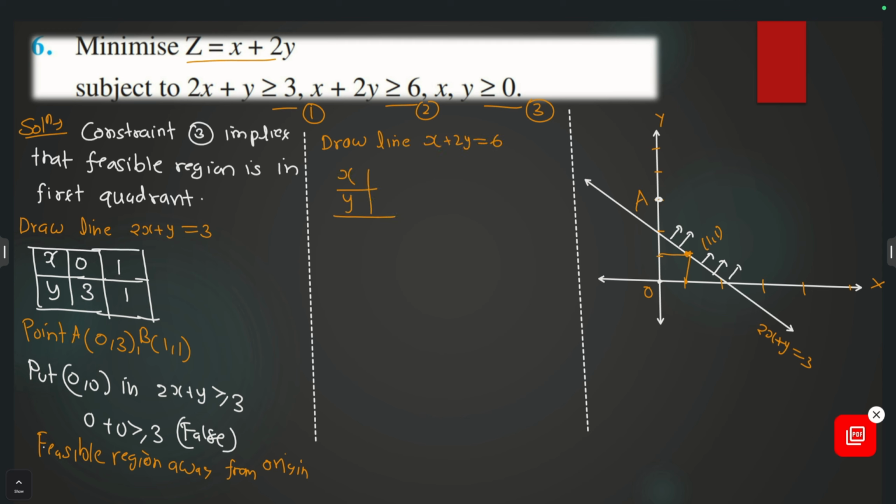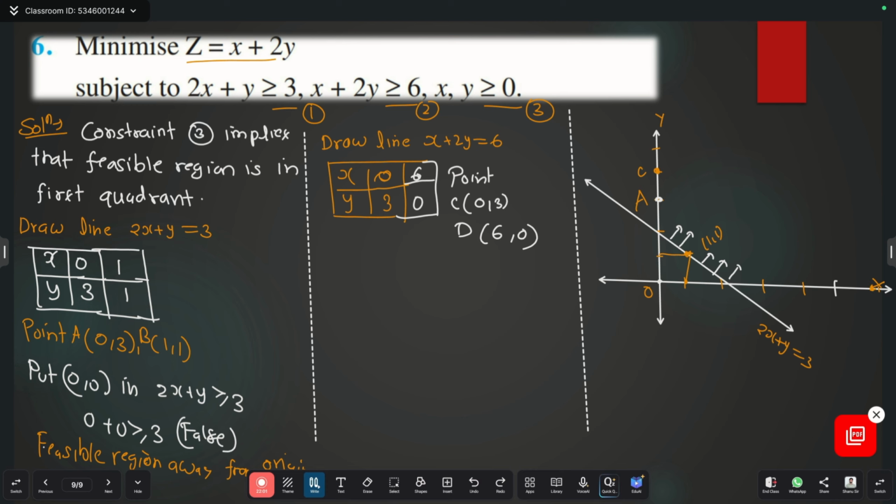X and y. If x value is 0, y value is 3; if y value is 0, x value is 6. So from here, let's say point C is 0 comma 3 and point D is 6 comma 0. Again join these 2 points. This is 6 comma 0, so this is your point D. Join C and D.